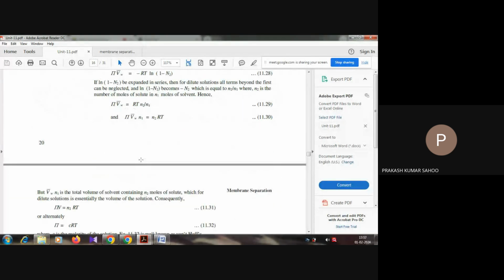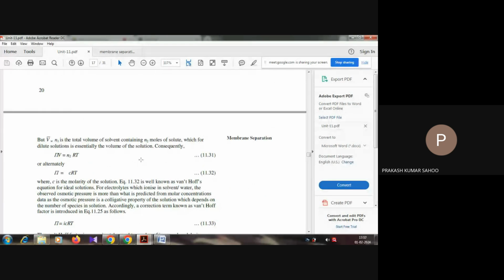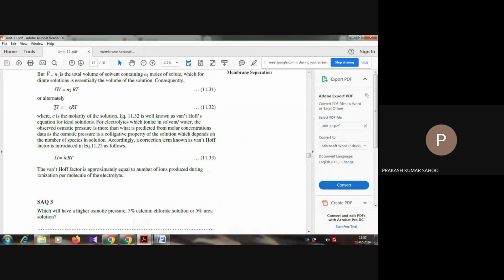At the end we have the equation pi = CRT, where pi is the osmotic pressure, C is the concentration of the solution, R is the universal gas constant, and T is the absolute temperature, or temperature in Kelvin. This is known as the Van 't Hoff equation, that is pi = CRT.